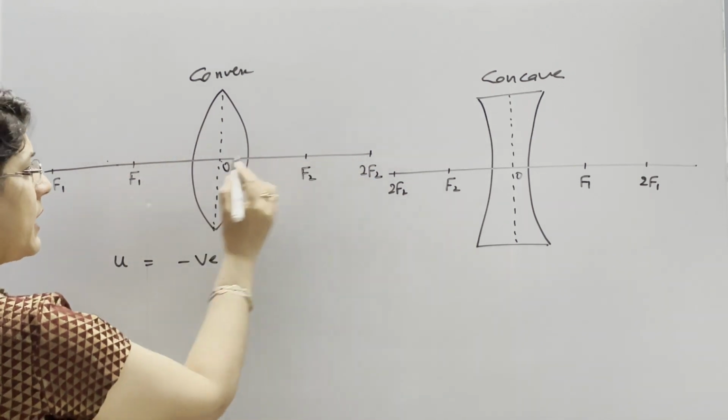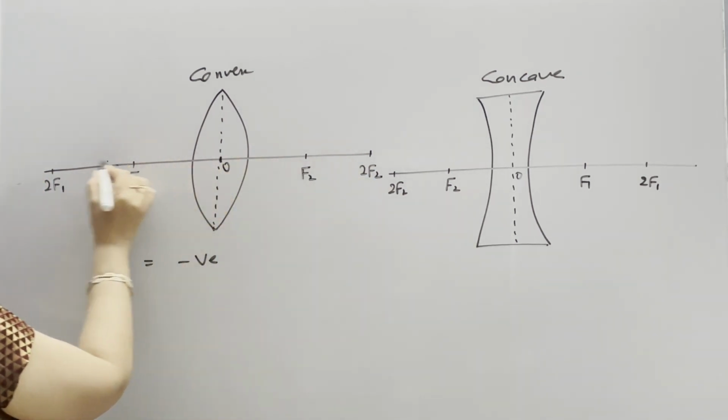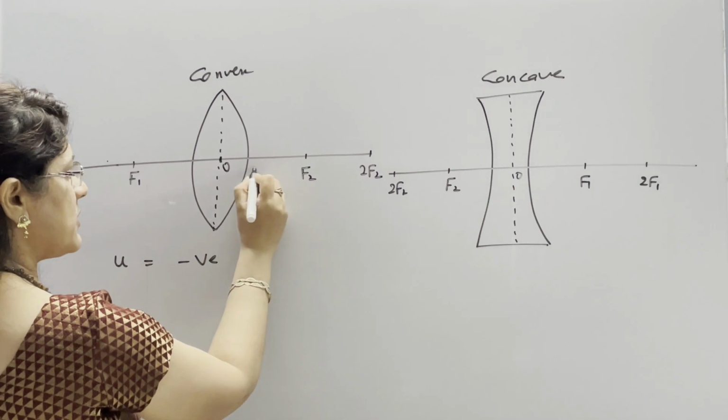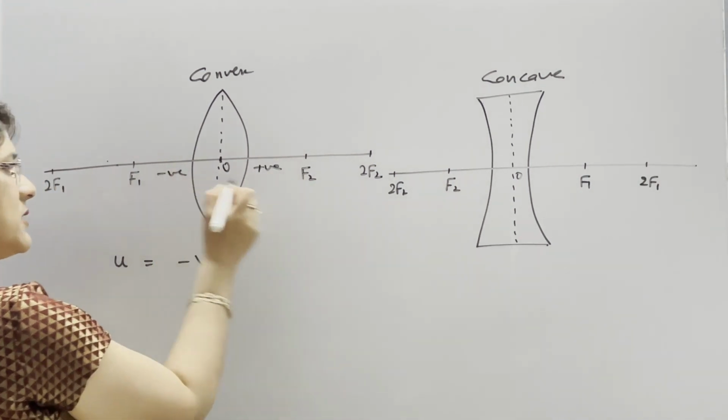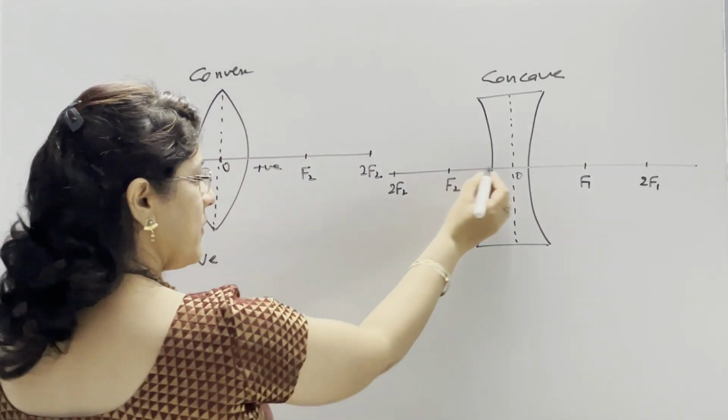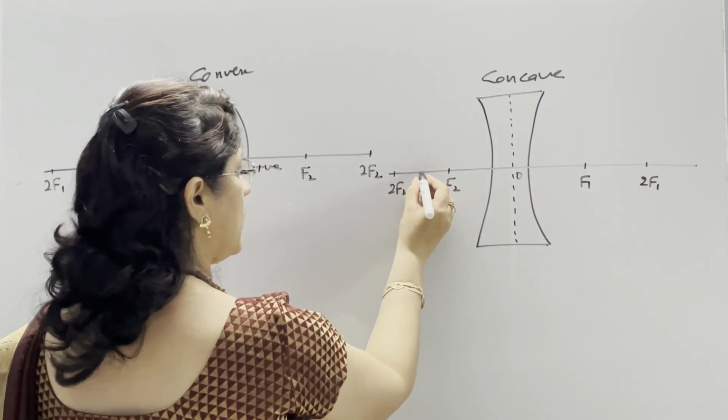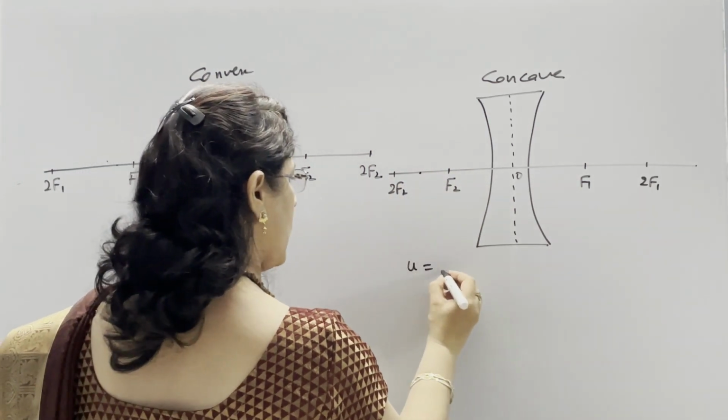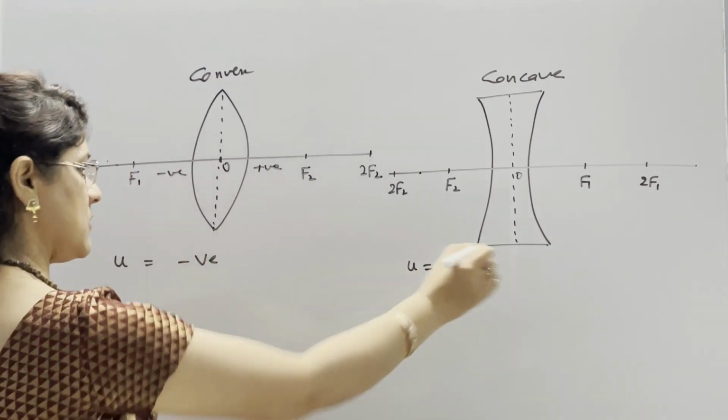Treat this as a number line. This is our 0. This is the negative side of the number line and this is the positive side of the number line. Same is the case with concave lens. We are placing the object on the left hand side. So, u is also negative in both these cases.